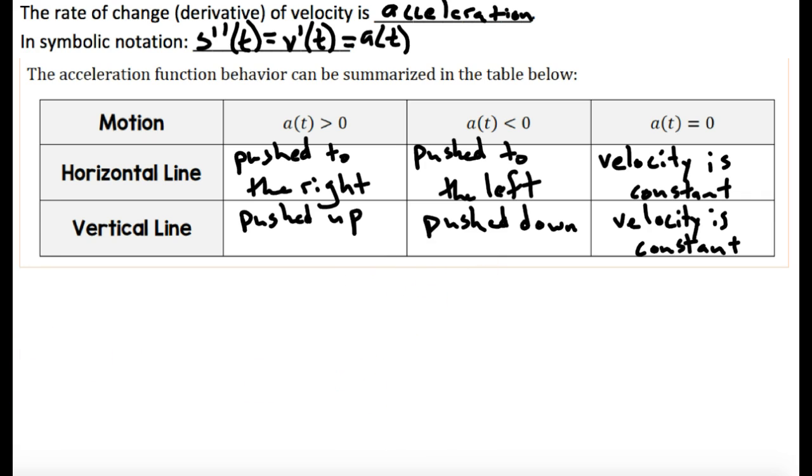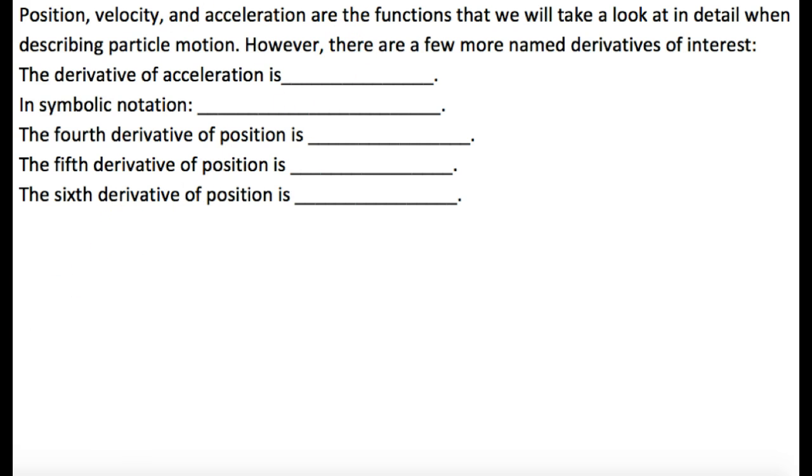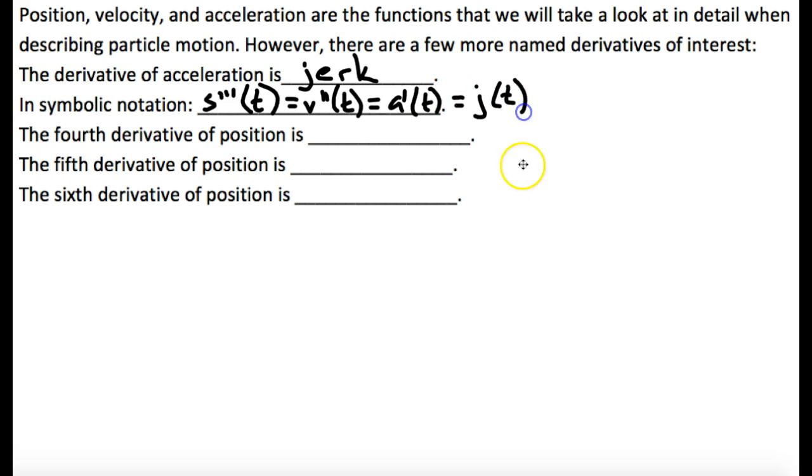All right, so those are the big three: position, velocity, acceleration. Those are the ones that we are going to take a look at in detail, ask most of the questions about. There are a couple others, though, that have names that are kind of interesting. This one you might see a little bit. The derivative of acceleration is actually called jerk. So here we could say the third derivative of position is the second derivative of velocity, is the first derivative of acceleration, is equal to jerk.